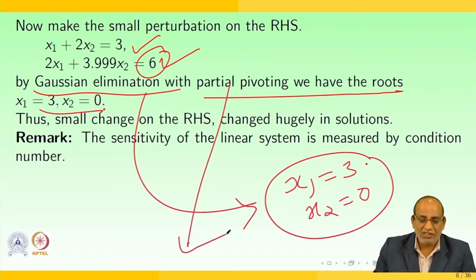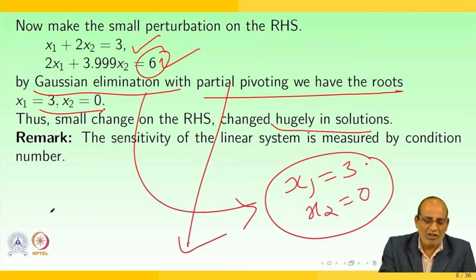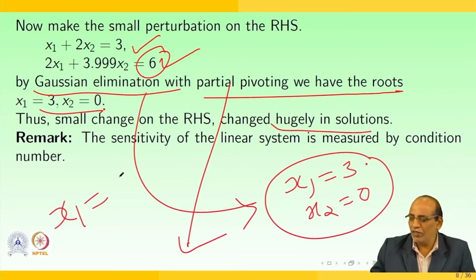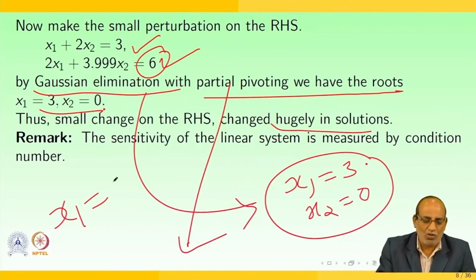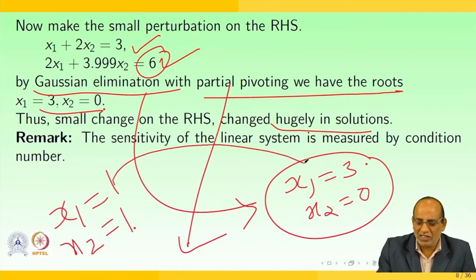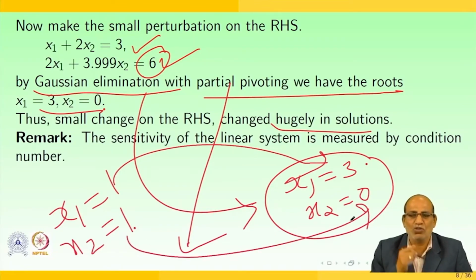Thus a small change in the RHS changed the solution hugely. That means there is an enormous amount of change in the solution. Initially it was x1 equal to 1 and x2 equal to 1. You see here x1 turns out to be 3 and x2 turns out to be 0. So there is a huge change in the solution.